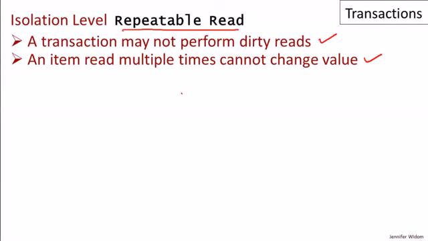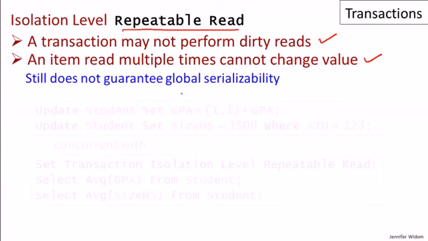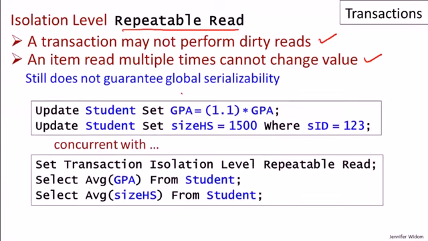So even with this stronger condition, we still don't have a guarantee of global serializability, and we'll again see that through an example. Our examples are getting a bit more complicated here. So we have our two transactions, T1, T2. Our first transaction is still modifying the GPA. I took away the condition about the high school size just to keep things simple. And our second statement in our first transaction is modifying the high school size of the student with ID 123. So we first modify GPAs and then a high school size.